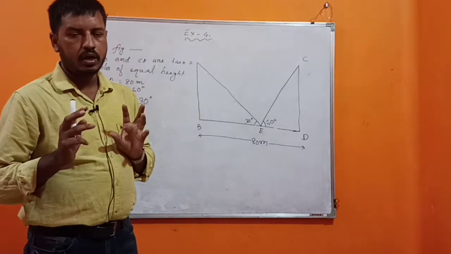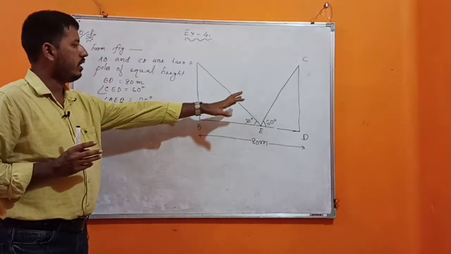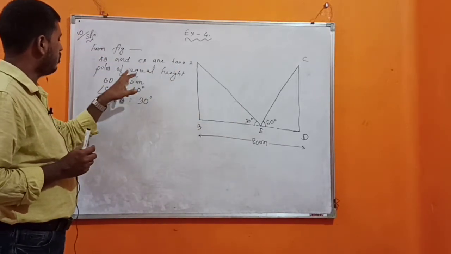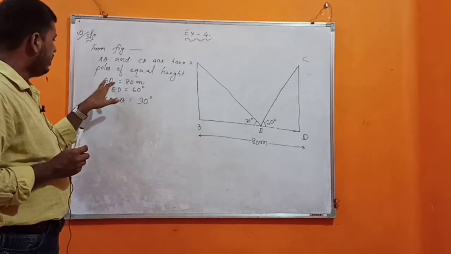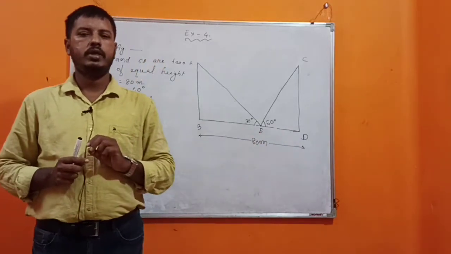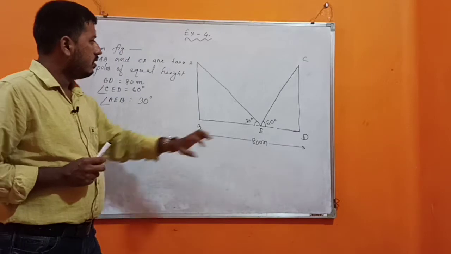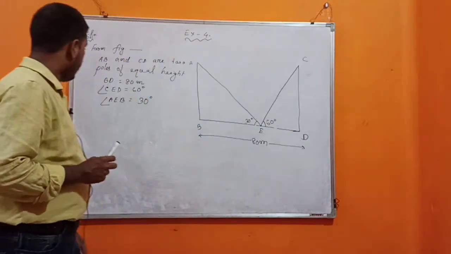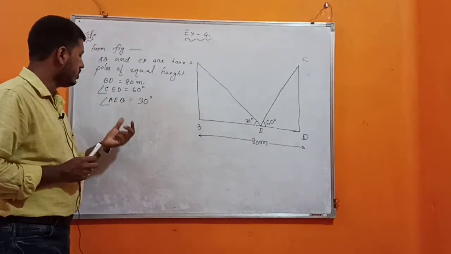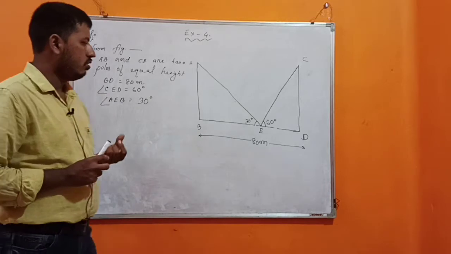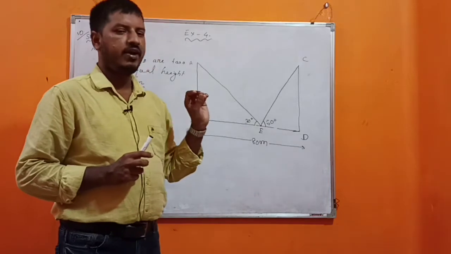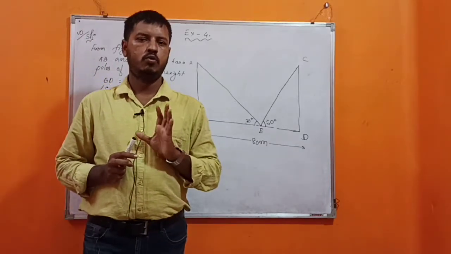From the question, I have drawn the diagram, and from the figure I have written that AB and CD are two poles of equal height. BD equals 80 meters, since it is given that the road is 80 meters wide. Angle CED I have considered as 60 degrees, and angle AEB I have considered as 30 degrees. Proceeding with the two triangles, we will try to find the height of the poles.